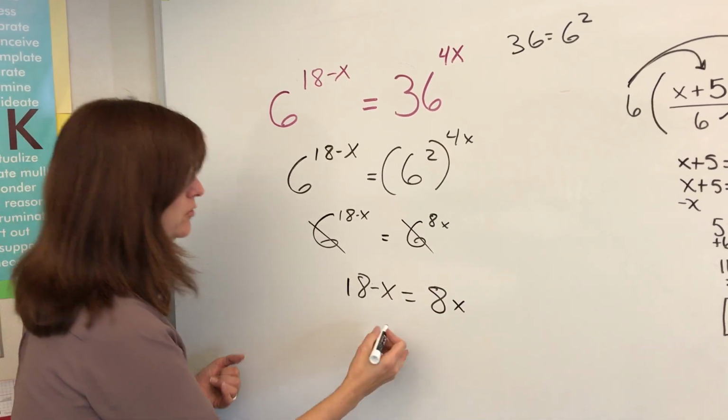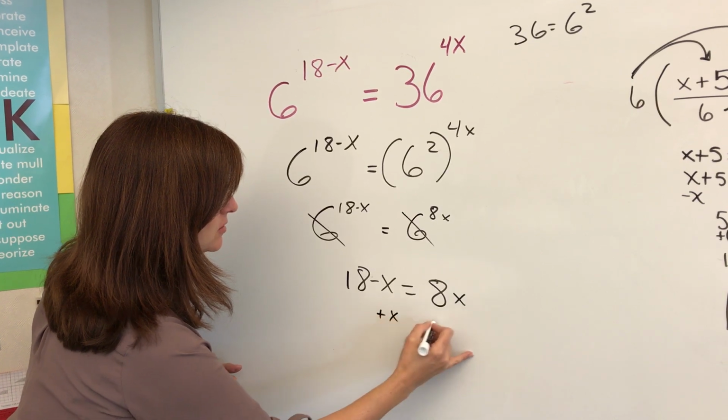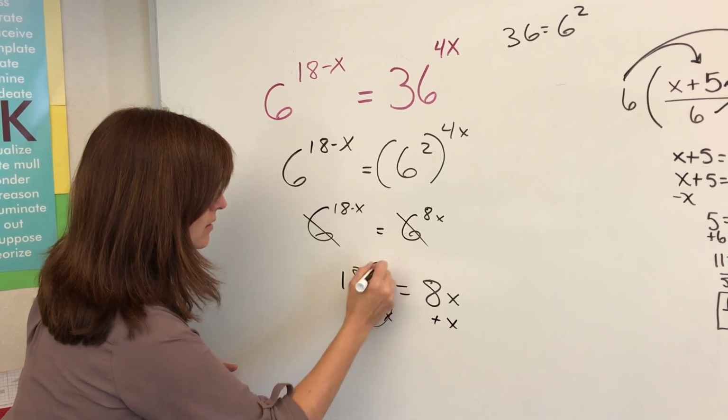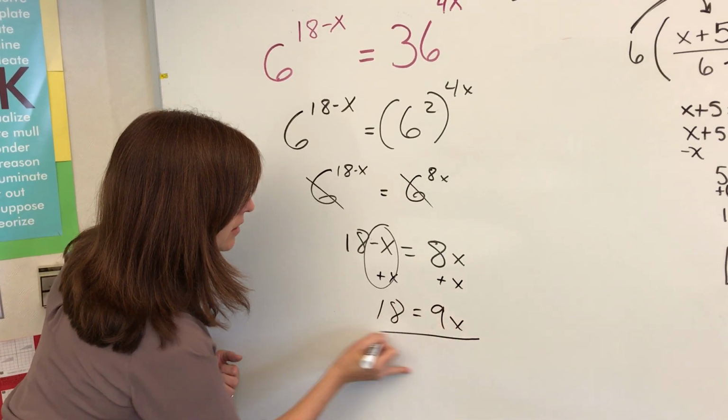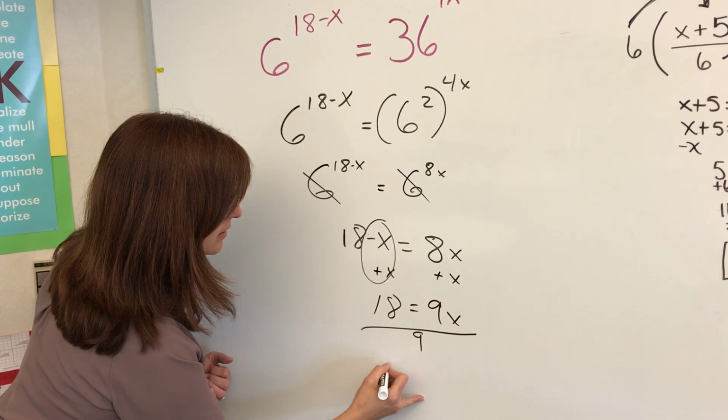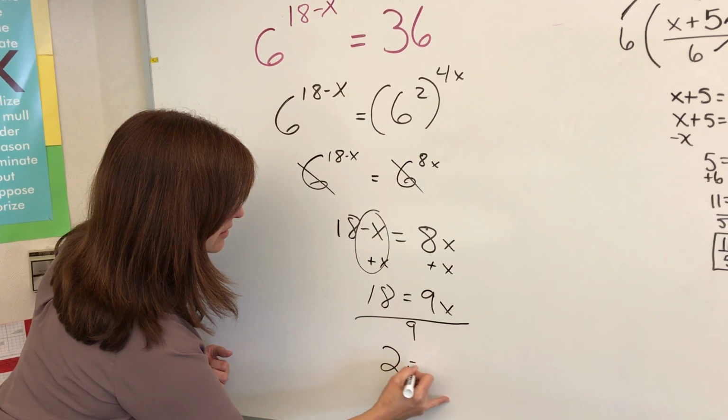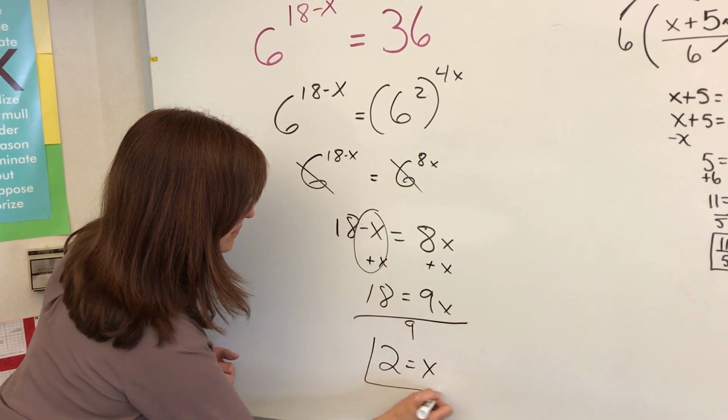And I think I'll move my 8 over here by adding x to both sides. There's a zero pair. 18 equals 9x. I'm going to divide this whole thing by 9, and I get 2 is equal to x.